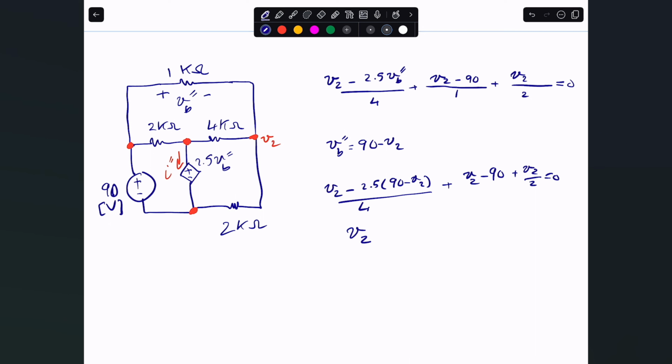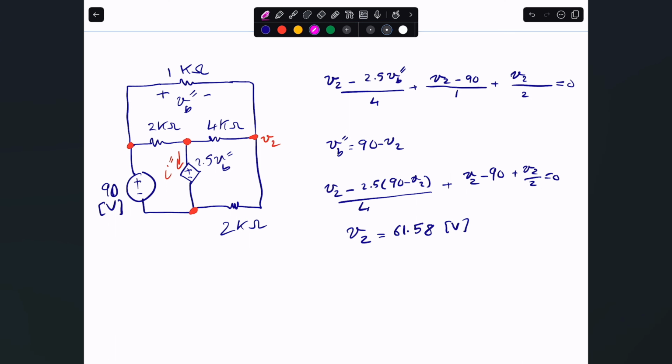And that value would be about 61.579, or 57, or 58. Let's just round it up. It's 61.58 volts. Okay, so we have that. Now we take a look at the circuit. We have everything we need.